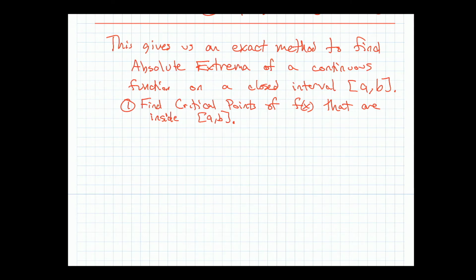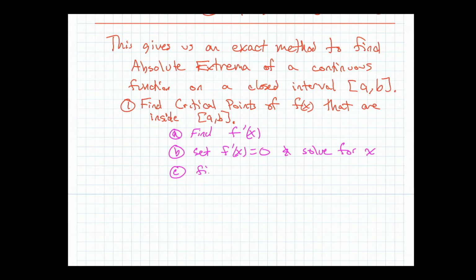How? Very simple. You're simply going to find, I should call that a or something, find f prime of x. So you have to take the derivative, b, set f prime of x equals 0 and solve for x, right? Because f prime of x equals 0 is one of the places where you have a critical point. Find any points in [a, b] where f prime of x is undefined, right? So those are your choices. Like critical points are places where the derivative is 0 or undefined, so you just find all of those places. So step 1, you find all the critical points, okay?